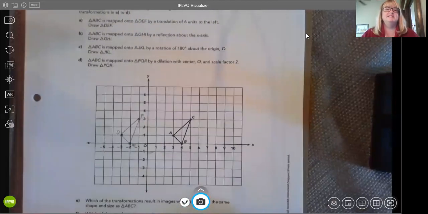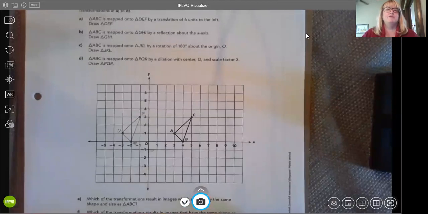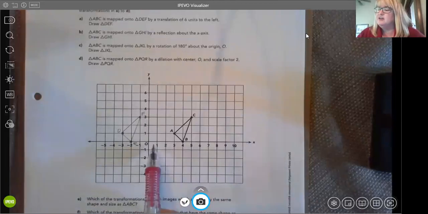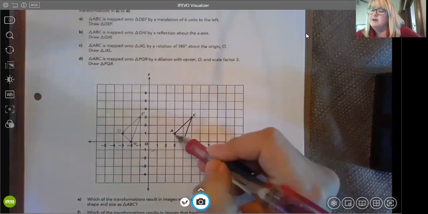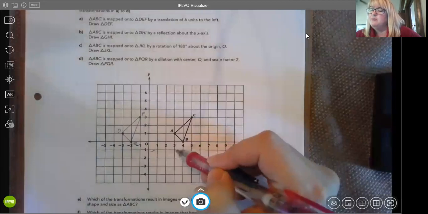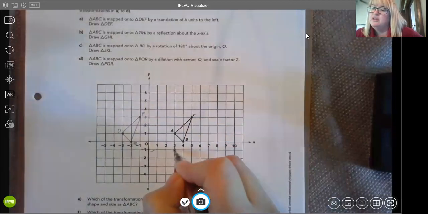B says ABC is mapped onto GHI by a reflection about the x-axis. Draw GHI. Okay, so instead of A, we're going to put G. Instead of B, we're going to put H. And instead of C, we'll put I. All right, so it is a reflection. This is our x-axis. B is on the x-axis, so it stays on the x-axis. But A is 1 unit above, so the reflection would be 1 unit below. And they said to call that one G.